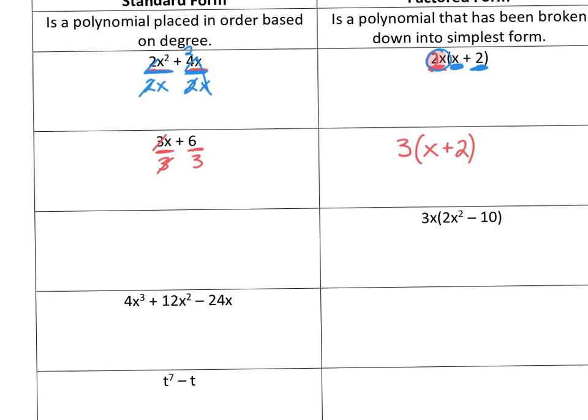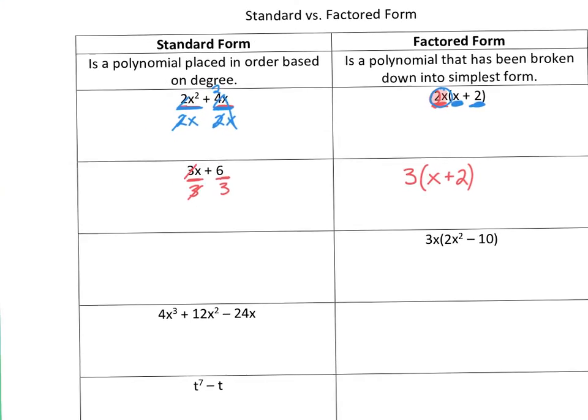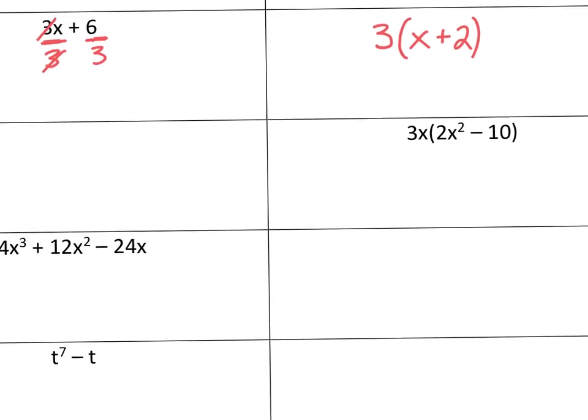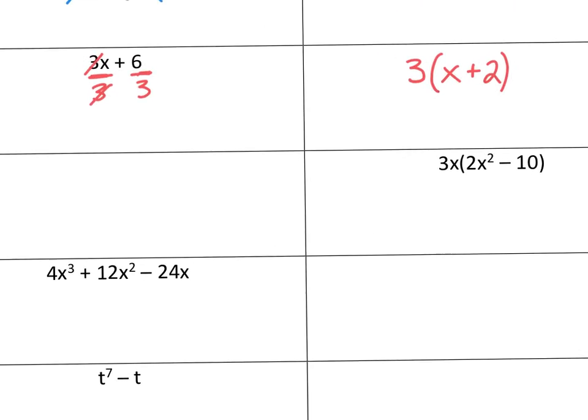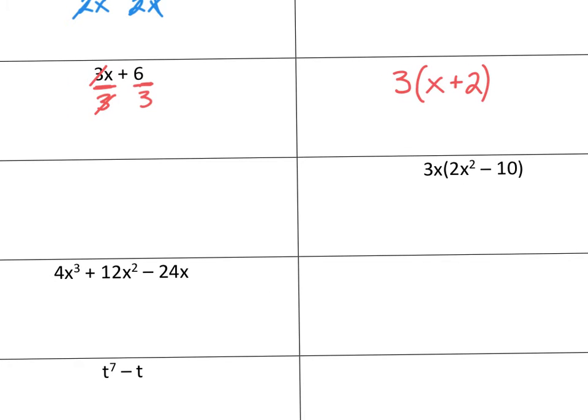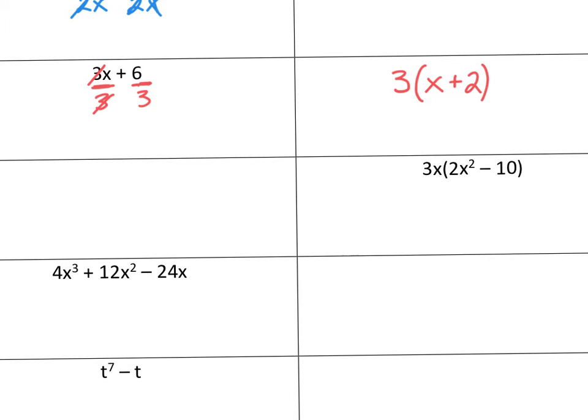Okay. The next one, though, it's already got it in factored form, and it wants us to put it in standard form. And we have done a little bit of this. You should have done a lot of it in Algebra 1. But whenever we have a term out front, we already know we have to do what with it? Starts with a D. Distribute, right?